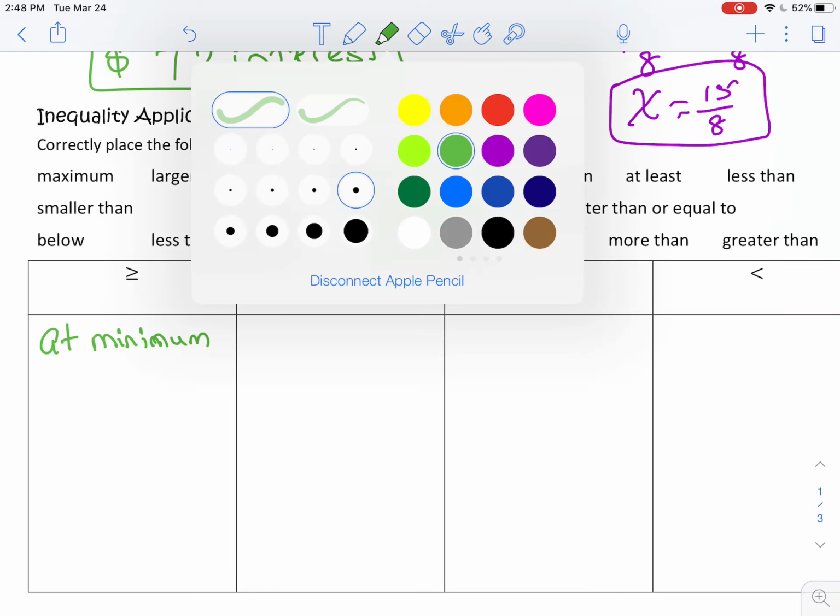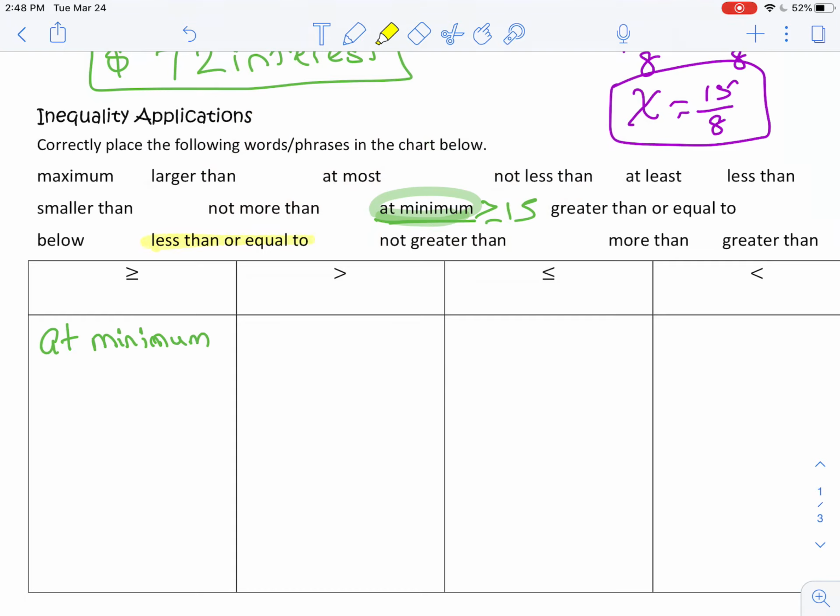Let's do one that's easy. Everybody, let me change the color. Everybody do less than or equal to. Put that in the correct column. Less than or equal to. Everyone put it over here.